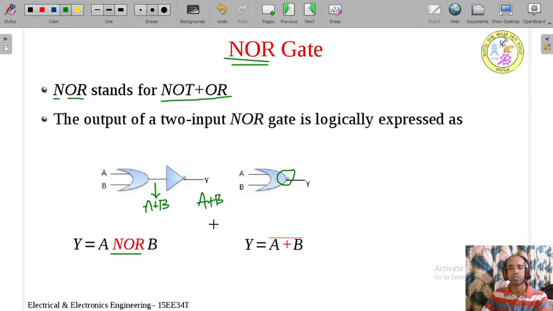It is nothing but a plus b. To the whole, you have to write a bar. You take the input and write one bar above it. That is, a plus b is the input, and a plus b whole bar is the output. Therefore OR operation plus NOT operation forms the NOR operation. So we call this the NOR gate.